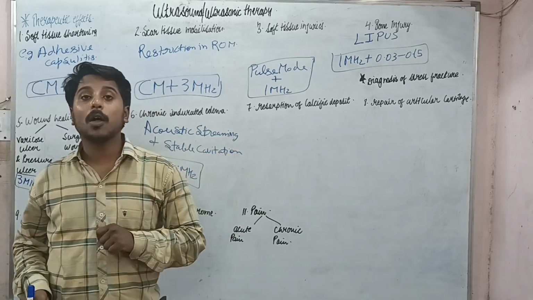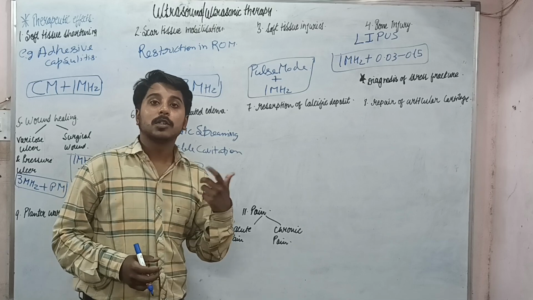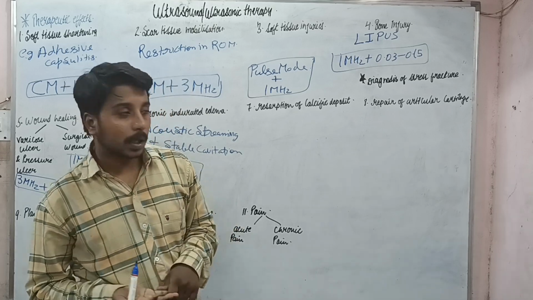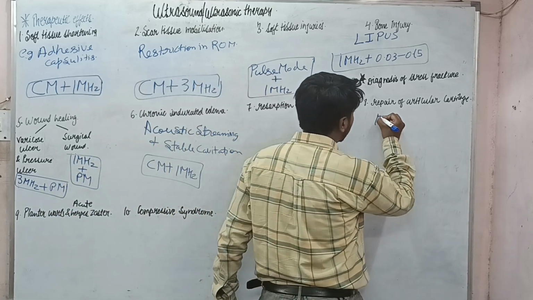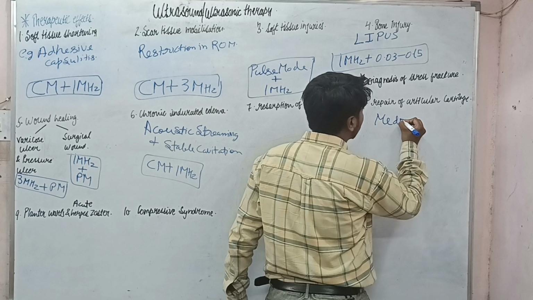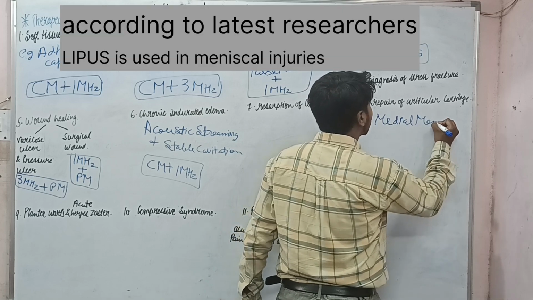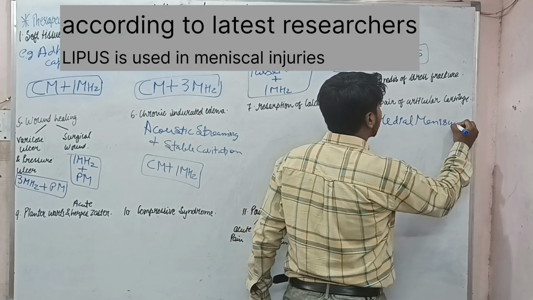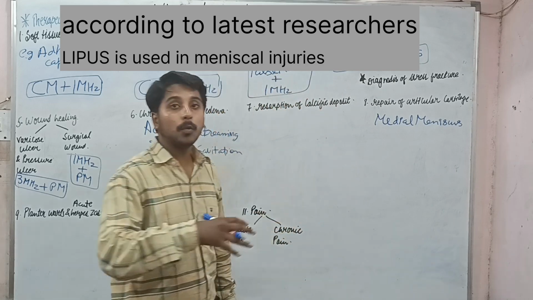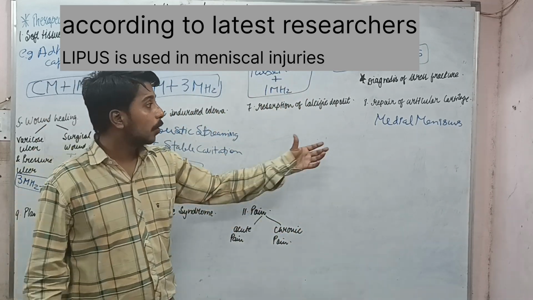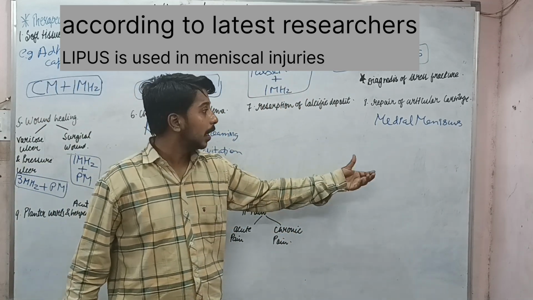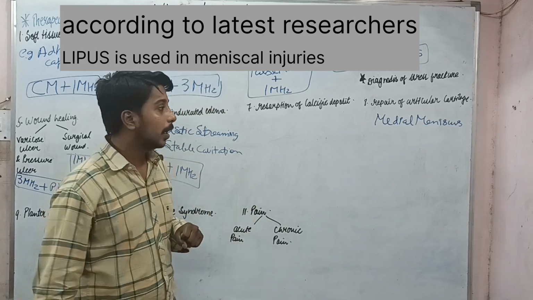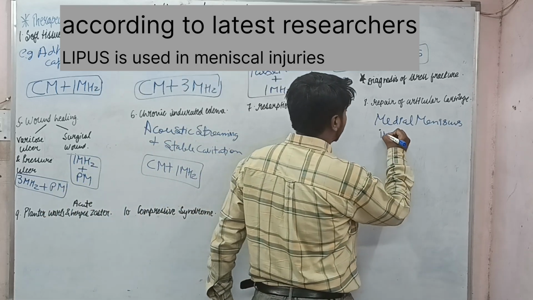Next is the repair of articular cartilage. In case of injury to the articular cartilage or meniscus, studies show that in injury of the medial meniscus, it helps to increase the growth or the repairing of the medial meniscus.